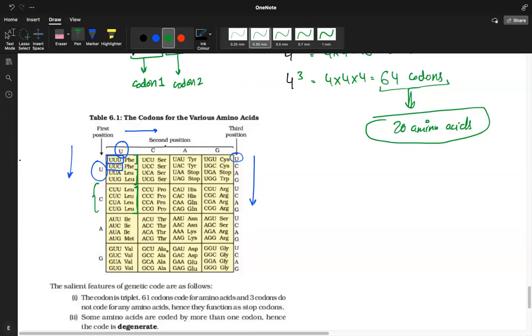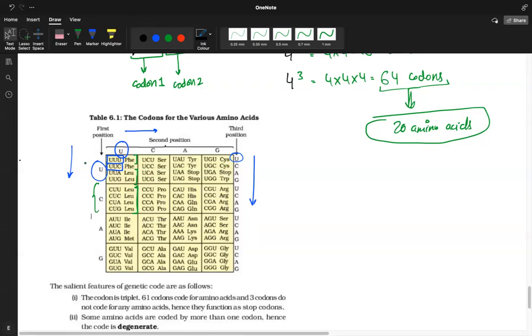So if you see all the 20 amino acids, phenylalanine, leucine, isoleucine, methionine, valine, serine, proline, threonine, alanine, tyrosine, histidine, glutamic acid, aspartic acid, lysine, all of these amino acids, the difference in their codons will be on the third position. Now, it also makes sense. Why? Because the third position of every codon is more prone to mutations. It has been seen that mostly the chances of mutation are on the third.